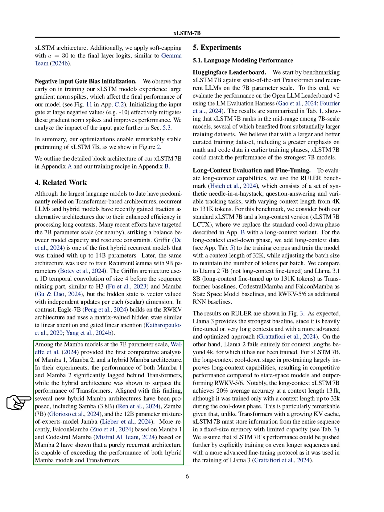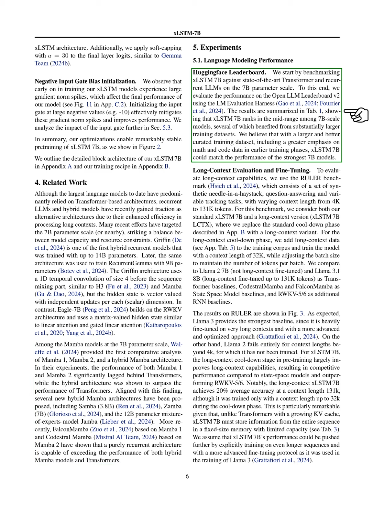Section: Experiments. In this section, we begin by benchmarking xLSTM-7B against leading transformer and recurrent large language models, LLMs, that have 7 billion parameters. We assess its performance on the Open LLM Leaderboard V2 using the LM evaluation harness. Our findings, summarized in a table, indicate that xLSTM-7B ranks in the middle among 7B models, many of which were trained on significantly larger datasets.